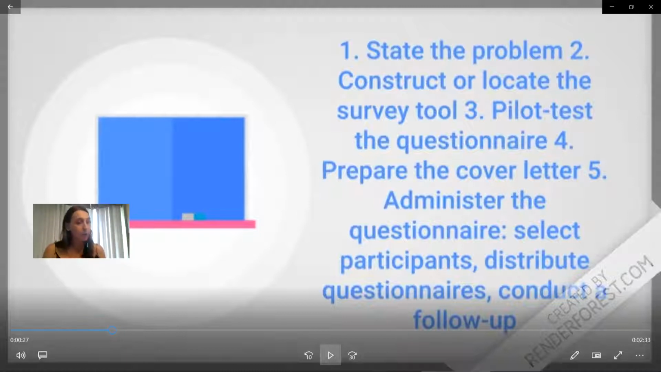The example I will be using, she will not have a cover letter, and I'll describe why she didn't end up having a cover letter. So the next one is you also need to co-pilot your questionnaire.